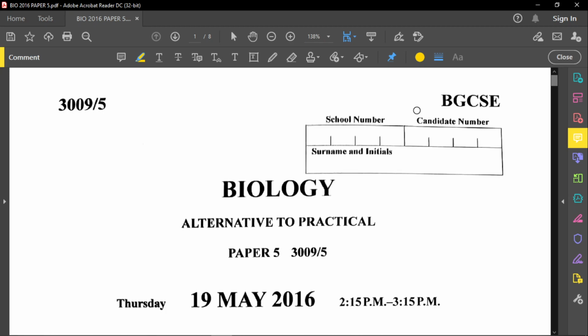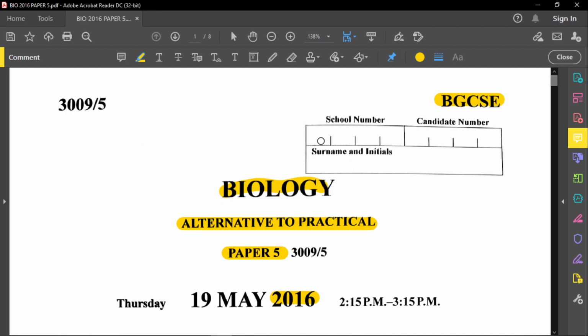Hello everyone. Now this is another BGCSE past paper review. We're doing a biology paper, and this is an alternative to practical, which is a paper 5. And so paper 5 will take the place of the coursework. This is for candidates who, for some reason or the other, could not do the physical coursework itself. And so this is a sample from 2016.